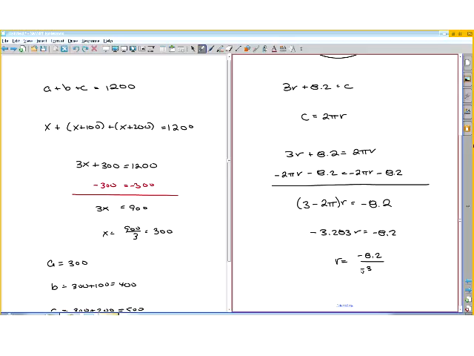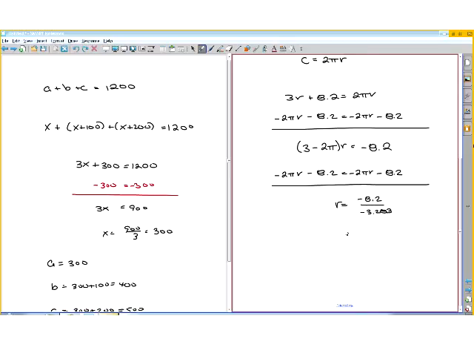We divide both sides by negative 3.283 to get r by itself. And the radius has to be positive. Can't have a negative radius. So luckily they're both negative. So if you take negative 8.2 and divide by negative 3.283, we get the radius as 2.5. And with the units, centimeters.